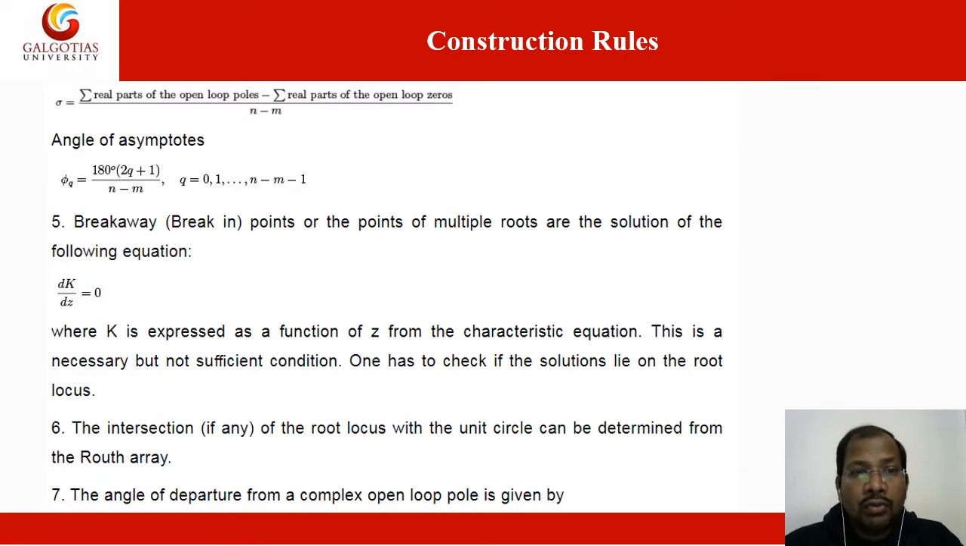Here is the same empirical formula: sigma is equal to the real part of the open loop poles. That means we have to take the summation of all the real parts of the poles minus the summation of all the real parts of the zeros, divided by the number of poles minus the number of zeros. So we are getting the real part, we can get the real axis intersection point. So this is the centroid.